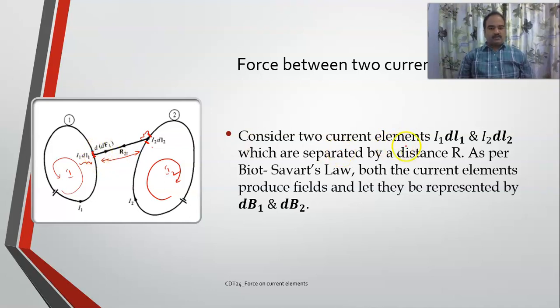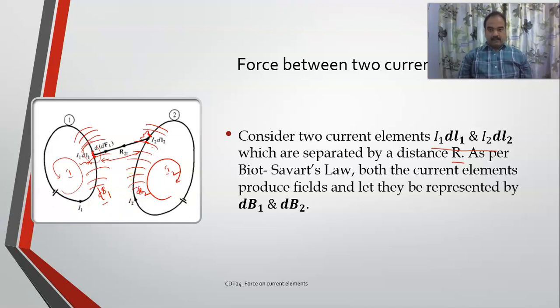Now, consider two current elements which are separated by a distance of R, and as per Biot-Savart's law, we know that this current also can develop a magnetic field around it, right? And this current element also will develop a magnetic field around it, isn't it? Now let us suppose this is given by dB1. Since I am considering only a small element, I will take it as dB1. Here also I will take it as dB2.